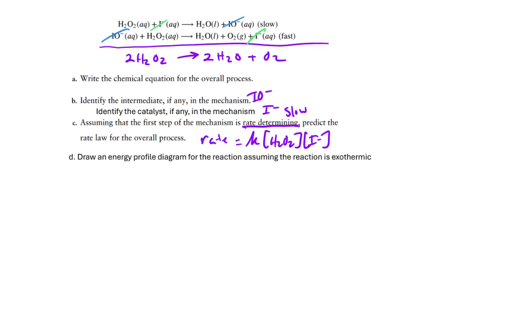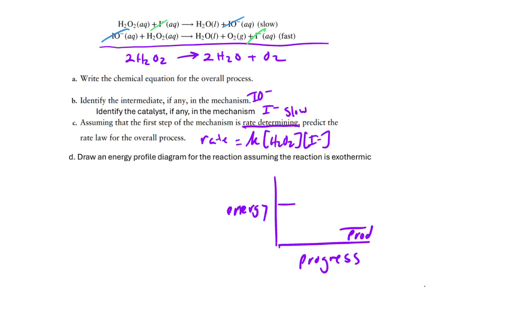Okay, then drawing the energy profile diagram. Maybe the most important part of this question. Okay, energy versus progress. It says to assume that the reaction is exothermic. So what does that mean for the relative energy of reactants and products? That means that the products can have a lower energy than the reactants? Yes, excellent. Products have a lower energy than the reactants.